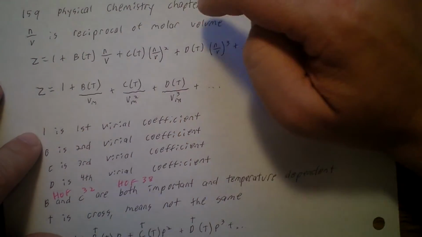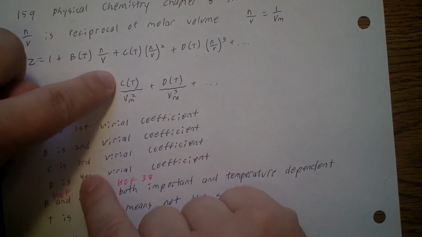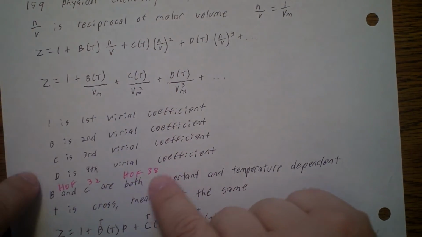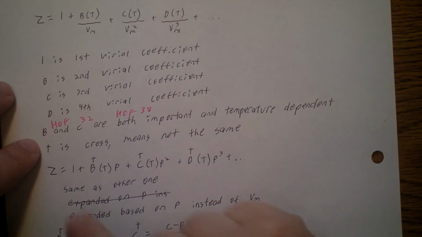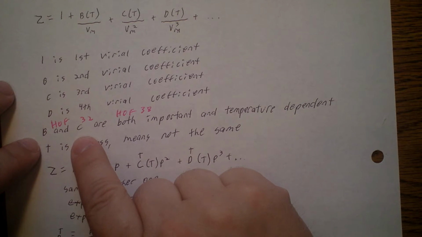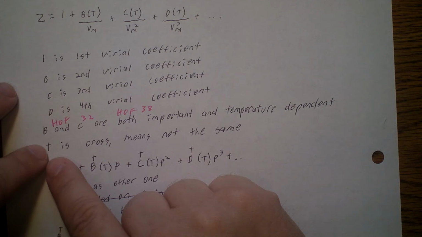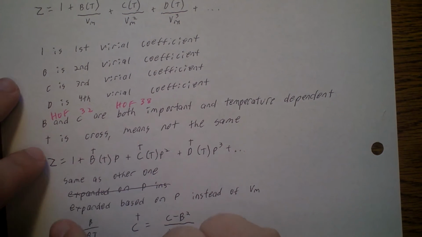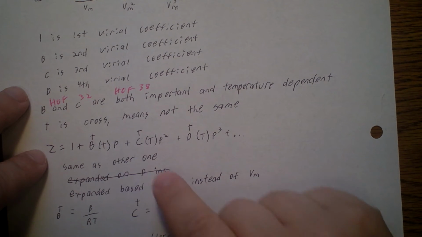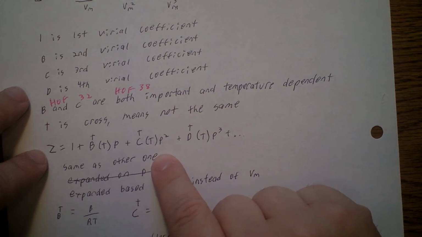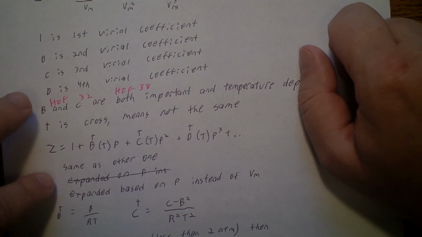So this 1 we say is the first virial coefficient. B is the second virial coefficient. C is the third virial coefficient. D is the fourth virial coefficient, etc. See handouts 32 and 38. Now B and C are both important and temperature dependent. Now we're going to use a little cross sign to mean that they're not the same. So we're going to have Z equal to 1 plus B cross of T times pressure plus C cross of T times pressure squared plus D cross of temperature times pressure cubed, etc.